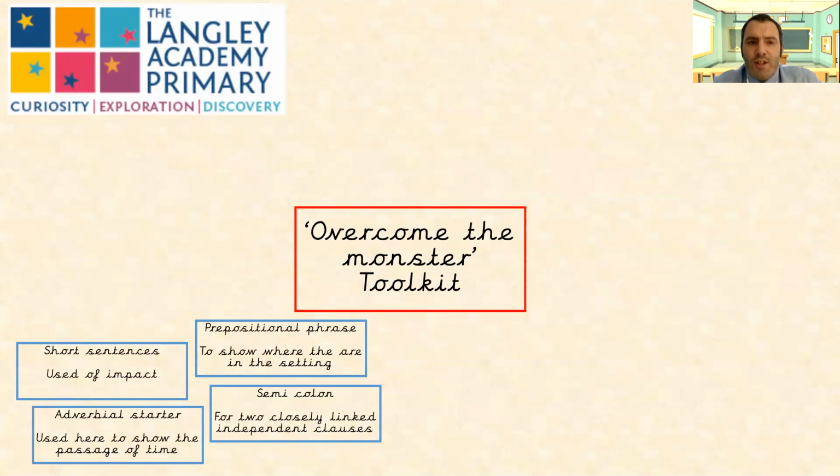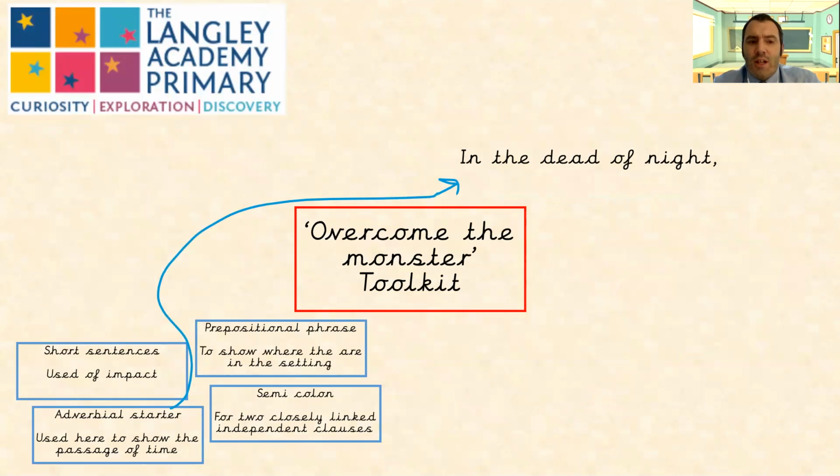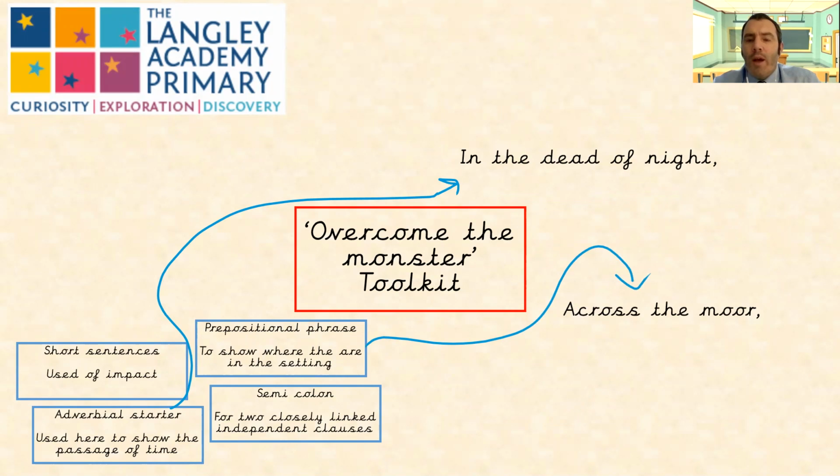We've got short sentences, prepositional phrases, adverbial starters, and semicolons to consider as well. So our adverbial starter shows the passage of time, so in the dead of night, as the sun rose in the morning. It tells you when something's happening, and then we use it in our stories to show how time is passing during the course of the story. Got a prepositional phrase to show you where we are in the setting. In the Great Mead Hall, across the moor, as the example on the screen is. So it tells you where you are in the setting.